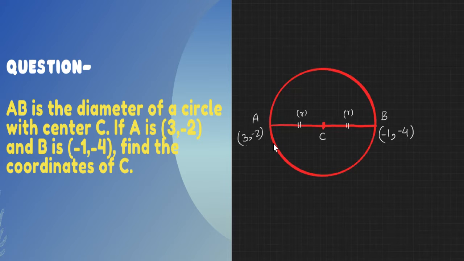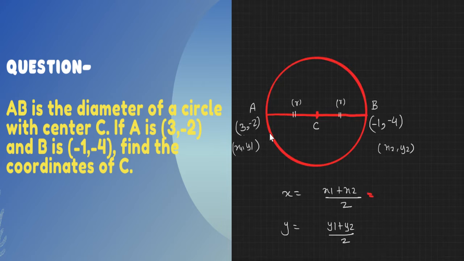So now what? Your x must be equal to (x1 + x2) upon 2. Your y must be equal to (y1 + y2) upon 2. Now it's up to you whether this one is your (x1, y1) or (x2, y2), or this one is your (x2, y2) or (x1, y1). It's up to you. So x is 3 plus of minus 1, upon 2.